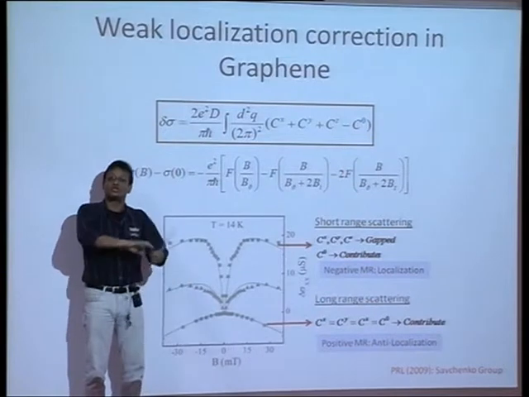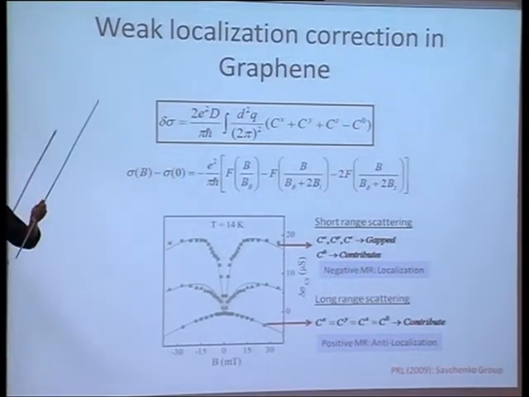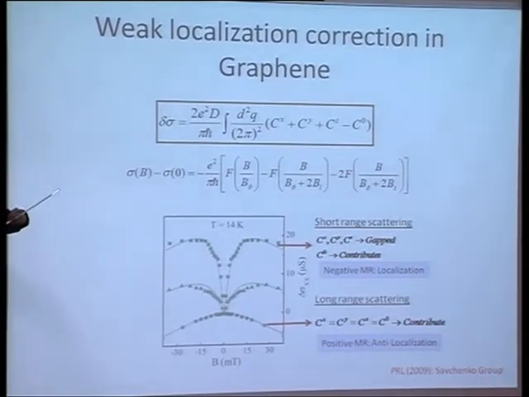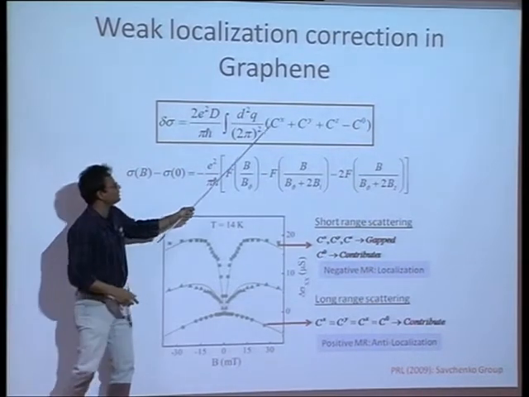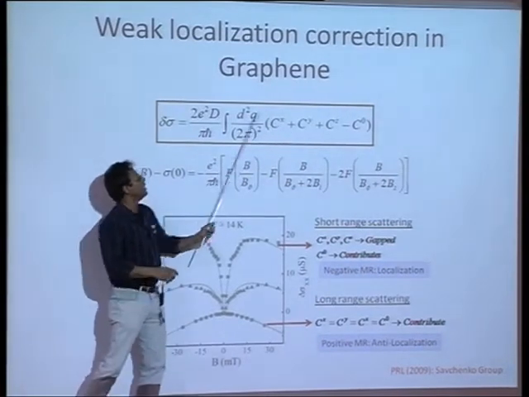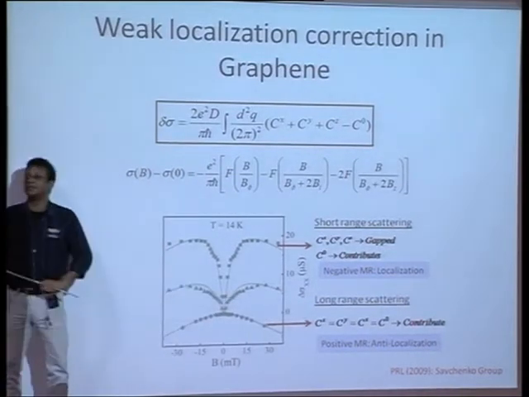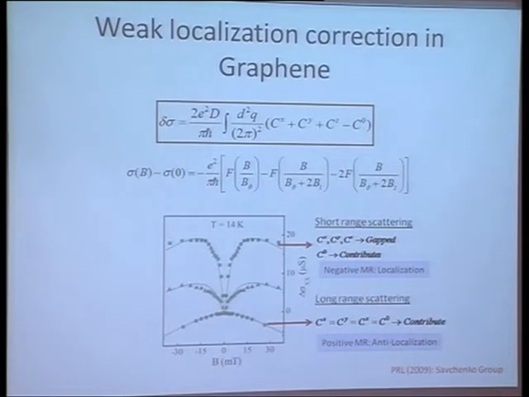Whereas, if your short-range scattering is removed from the system, that means the valleys are not hybridized, they are degenerate, then Cx, Cy, Cz will all contribute, and you will now have a positive magnetoresistance, which is like this, giving rise to a system which is having anti-localization, like a standard spin-orbit material. So this is the advantage you have with graphene, that you can actually go from one kind of quantum transport to another one by simply varying certain experimental parameters.